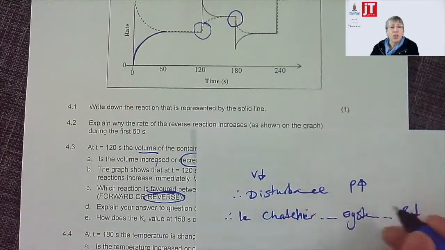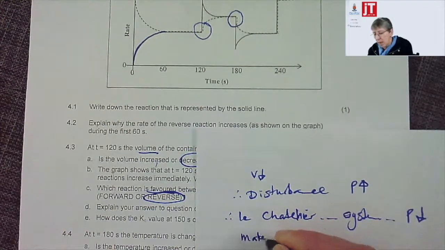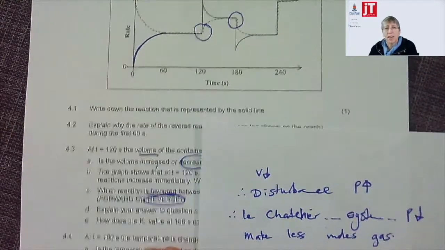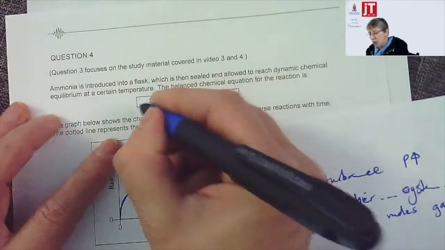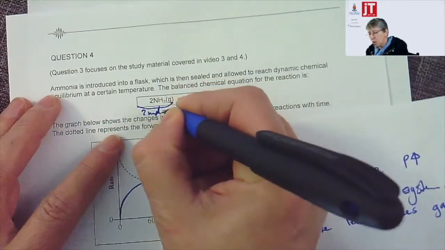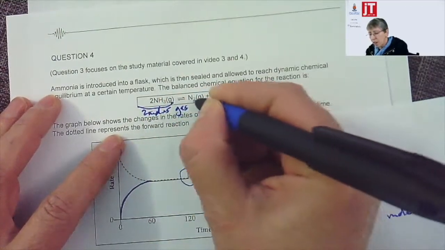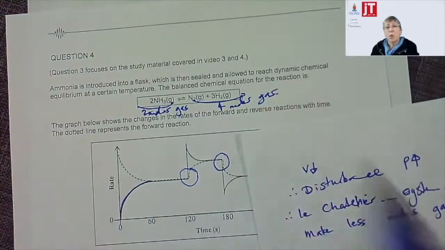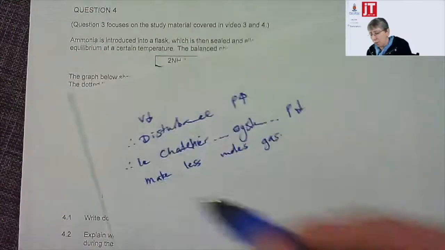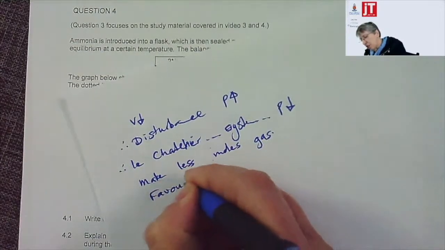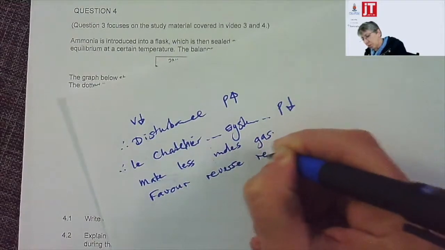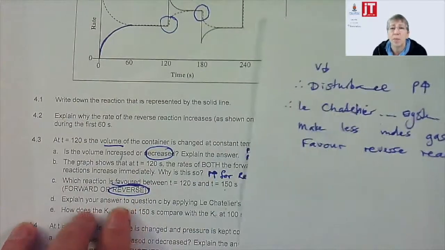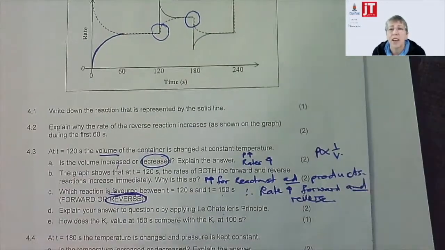So the way to decrease pressure will be to make fewer moles of gas. And if I go back to my equation, on this side I've got 2 moles of gas, and on that side I've got 4 moles of gas. Right, so if I want to make fewer moles of gas, I have to favor the reverse reaction. That was what I had to explain: why the reverse reaction is favored.